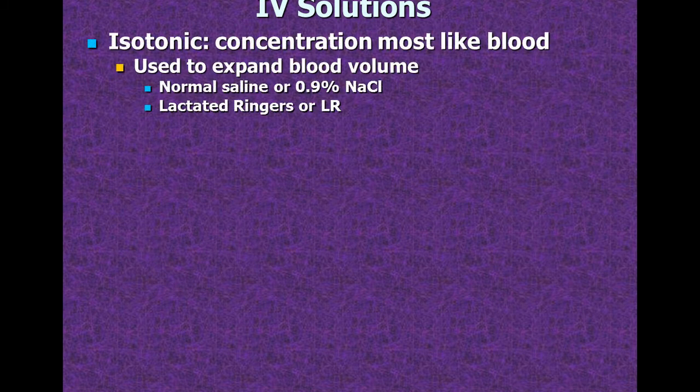IV solutions have come in 3 main categories. Isotonic is most like blood. It's used to expand blood volume. It's the same concentration of solutes as blood. You do need to assess for signs of hypervolemia, such as bounding pulse and shortness of breath. An example of isotonic solution is normal saline and also lactated ringer.